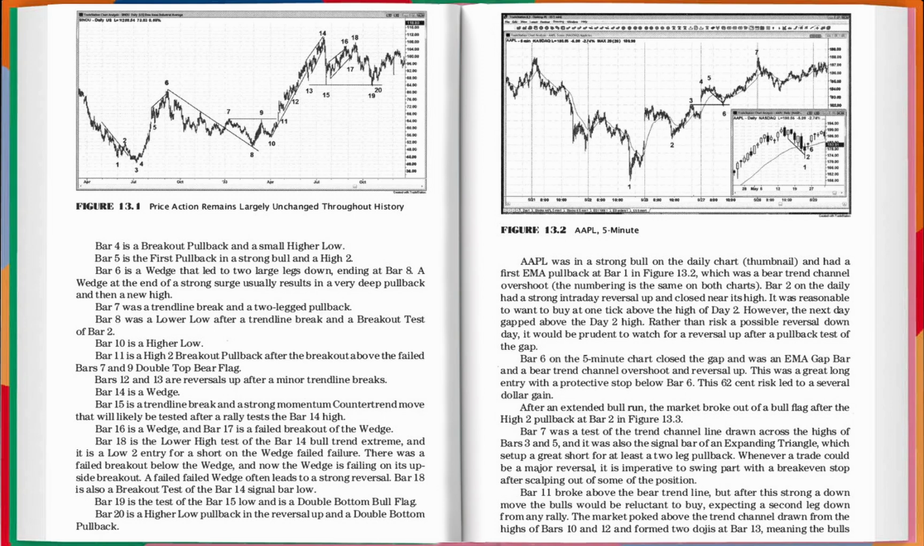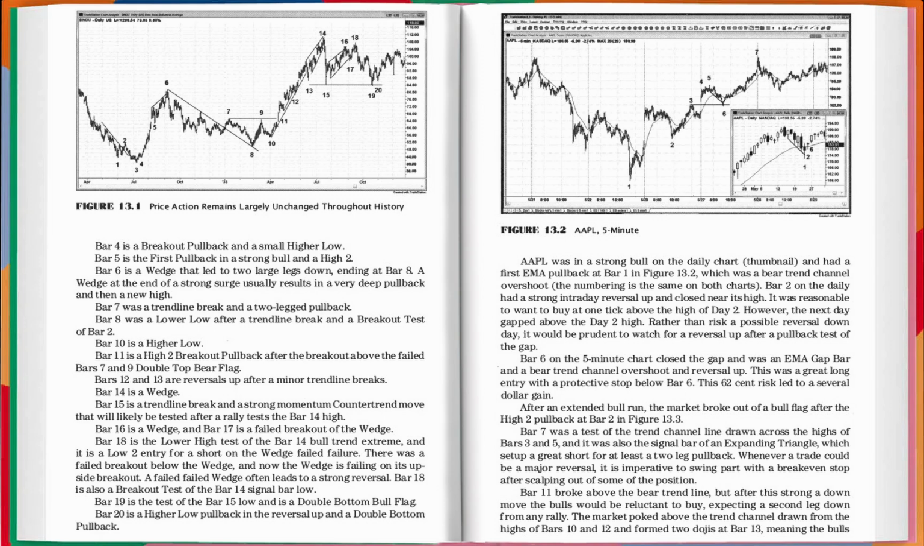Apple was in a strong bull on the daily chart thumbnail and had a first EMA pullback at bar 1 in figure 13.2, which was a bear trend channel overshoot. The numbering is the same on both charts. Bar 2 on the daily had a strong intraday reversal up and closed near its high. It was reasonable to want to buy at one tick above the high of day 2.